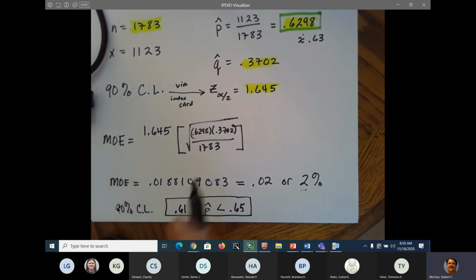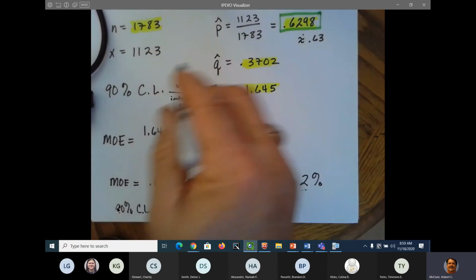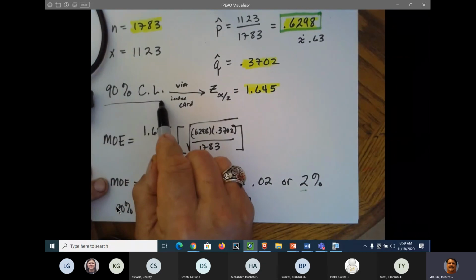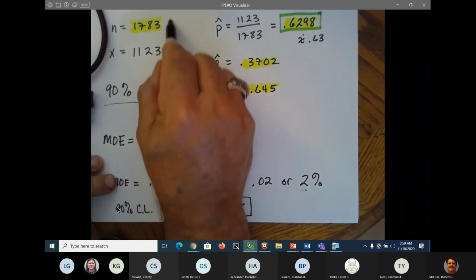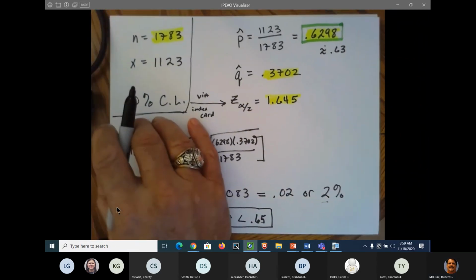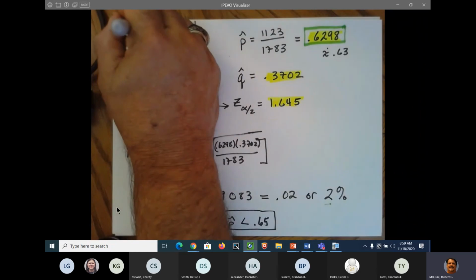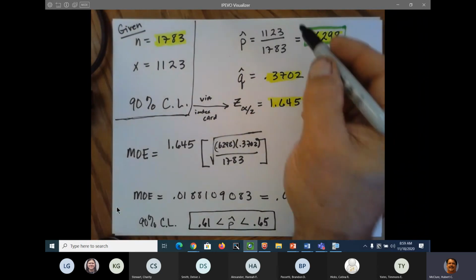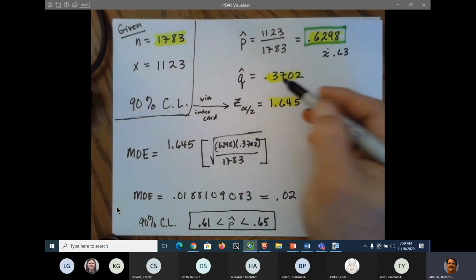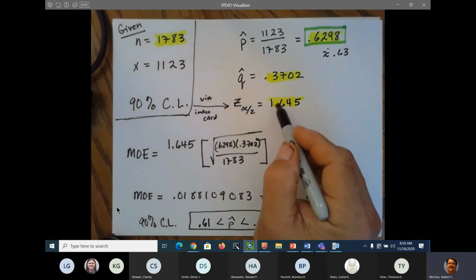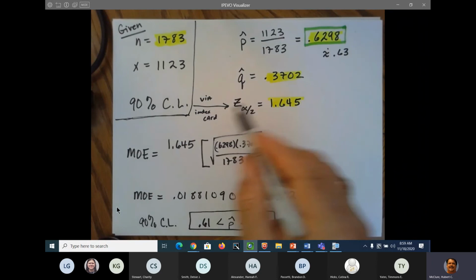And that is a test question. Okay? This is the whole question right here. What's given? Everything up here, right here, is given. That right there is given. The rest you have to do. You start off with getting P hat. P hat gives you Q hat. This confidence level, go to the index card, gives you your Z. At that point, you have everything you need to do the problem.